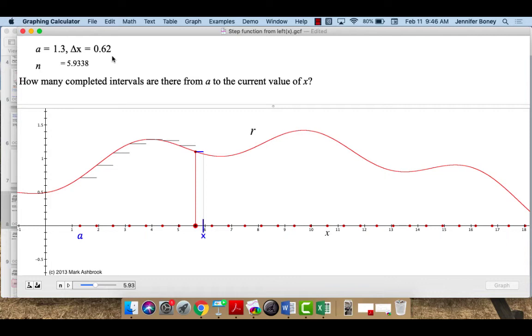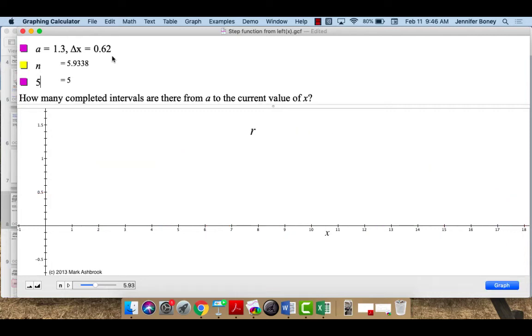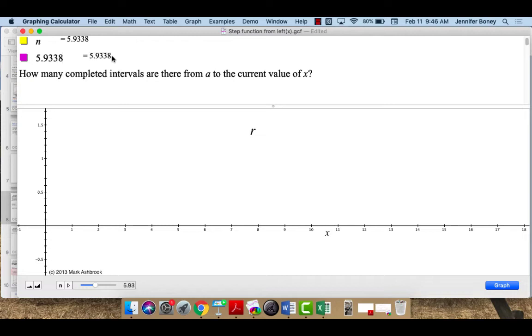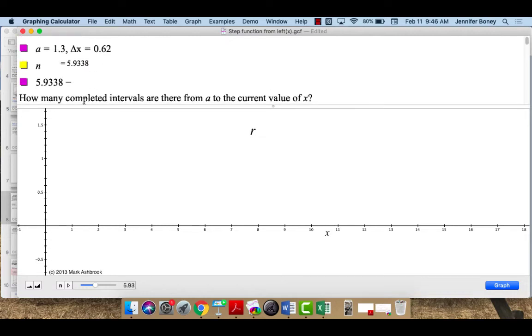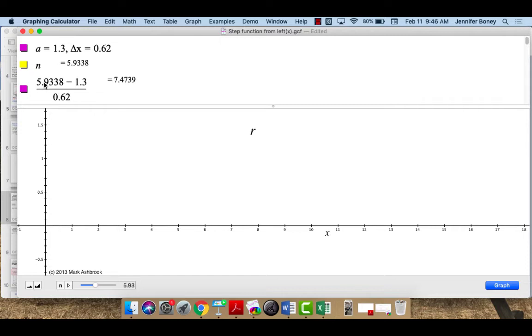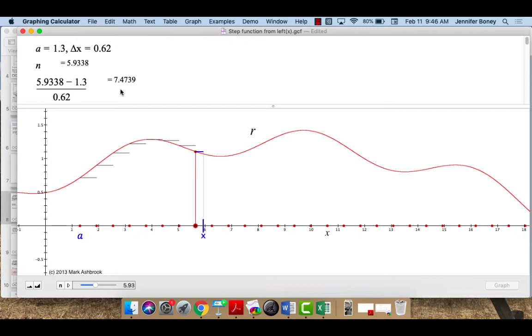Here, I'll give us another line. So if I did, let's see, 5.9338 minus 1.3, that's how far apart the current value and the starting value are. They're 4.6 something apart. So if I divide by the interval width, 0.62, I get 7.47 something. So how many complete intervals are there? 7, right? You're going to round down because 7.47 isn't a complete number of intervals.